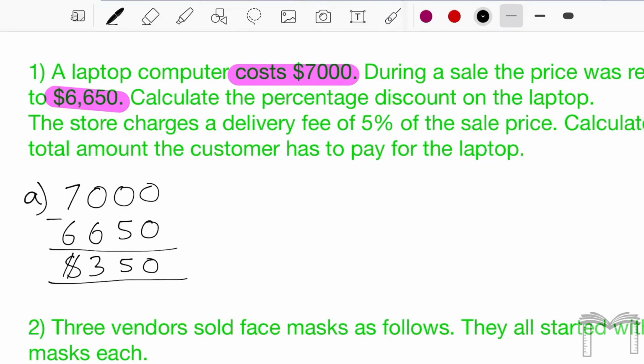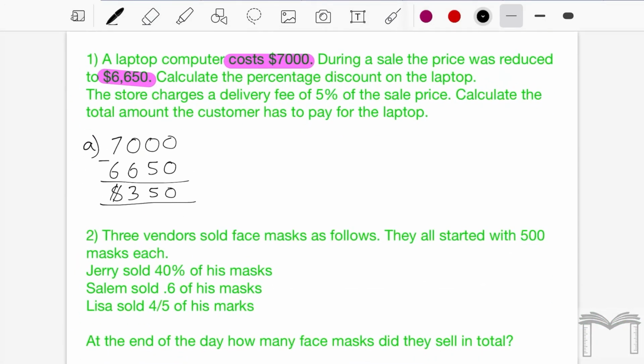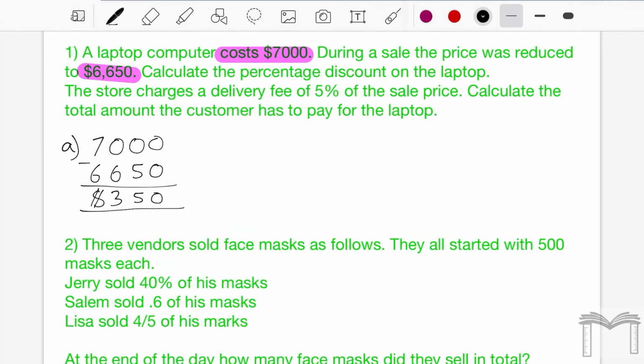Next, the store charges a delivery fee of 5% of the sale price. Now, it's best to read the entire question before attempting it. However, I know what the question is, so that is why I decided to do the first part first. So let's continue. The store charges a delivery fee of 5% of the sale price. Calculate the total amount the customer has to pay for the laptop. So we know the sale price, so we simply must find 5% of it.